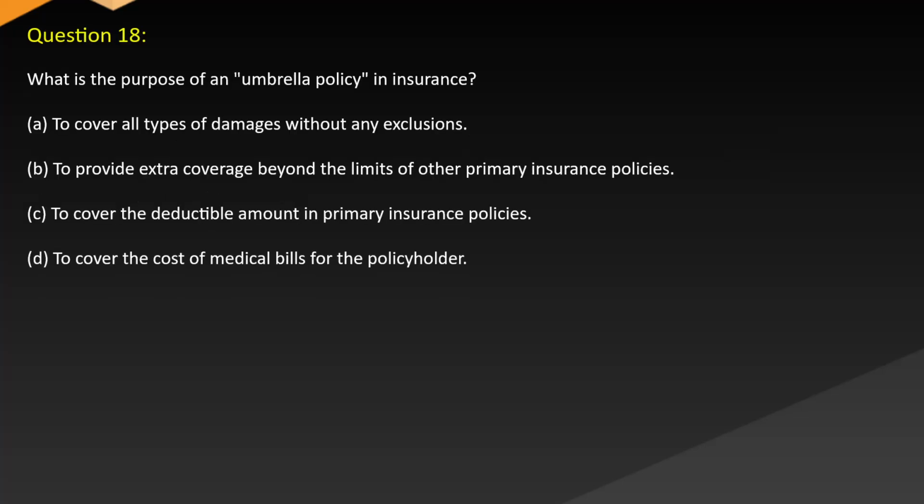Question 18. What is the purpose of an umbrella policy in insurance? A. To cover all types of damages without any exclusions. B. To provide extra coverage beyond the limits of other primary insurance policies. C. To cover the deductible amount in primary insurance policies. D. To cover the cost of medical bills for the policyholder.